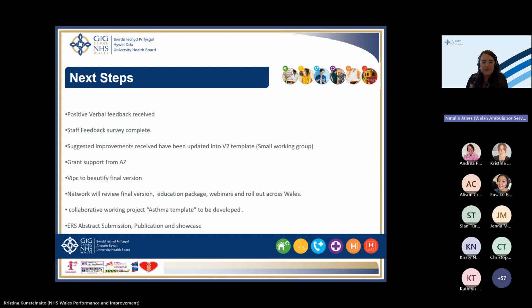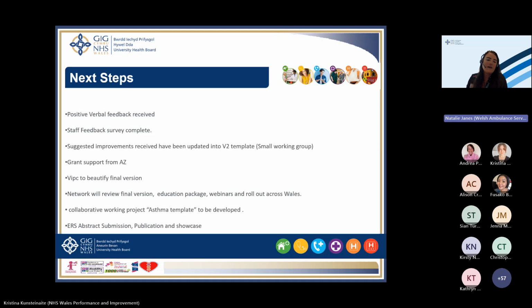We're also in discussion at the moment with the network and AZ about a collaborative working project very similar to this in relation to asthma, and this is something we've taken on board because of feedback from staff. Like I said, we developed a paper template for asthma reviews that we use as part of our educational package within AB, but we would like this to be active across Wales as an electronic version, and hopefully integrated within EMIS.